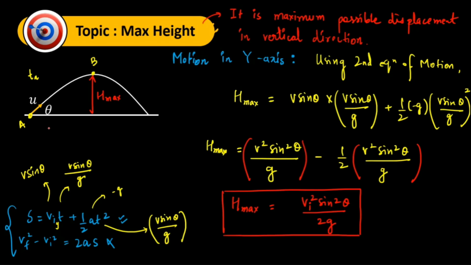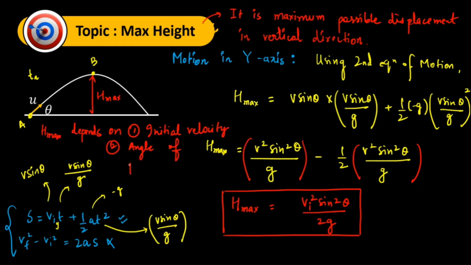So I can say here h max depends on first the initial velocity and second the angle of projection. If we know these two things, we can find out h max. If we don't, we have to somehow find them and put the values in the given equation. That is how you can solve it. Is it clear?